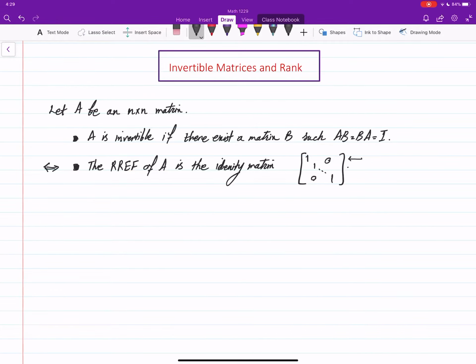Now that we know the row reduced echelon form of an invertible matrix, we just count the number of leading ones and that will give you the rank of that matrix. So the identity matrix, remember, is in row reduced echelon form, and then you count the number of leading ones. Each row has one leading one, and this is an n by n matrix. So this can be written in terms of the rank: the rank of A is equal to n. So a matrix is invertible if and only if its rank is n.